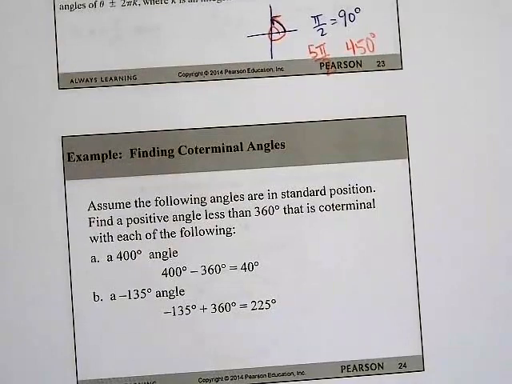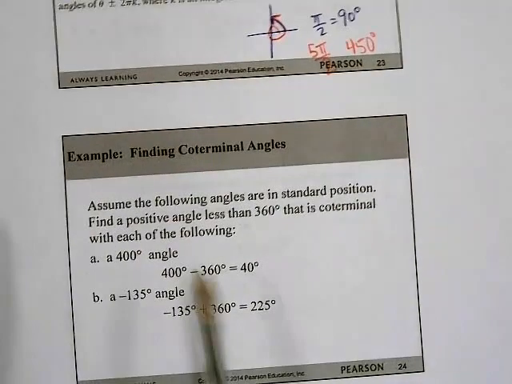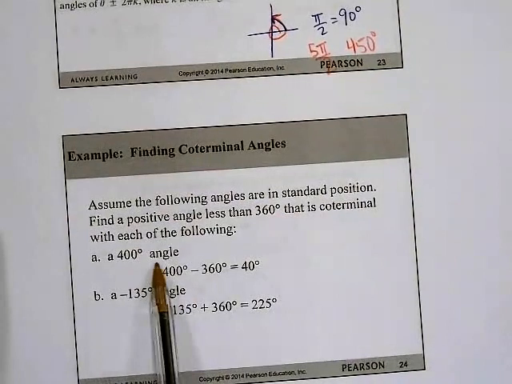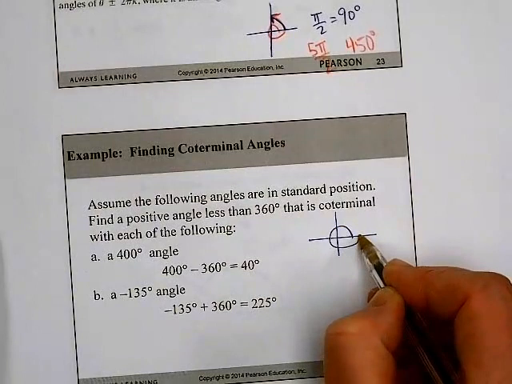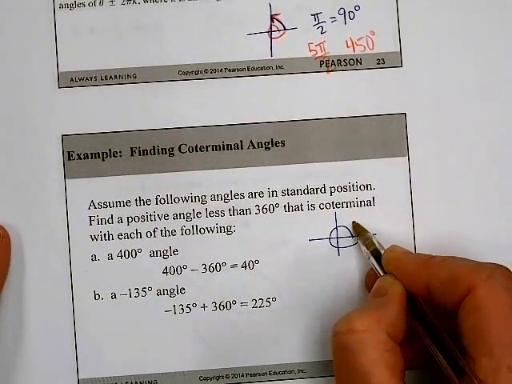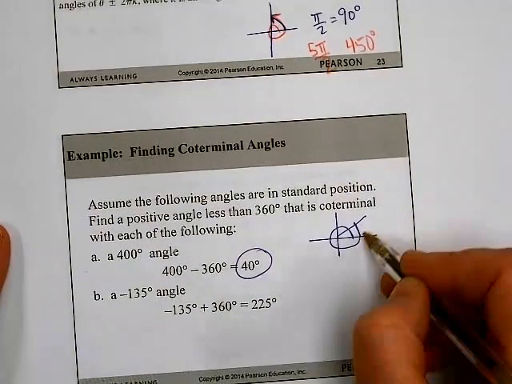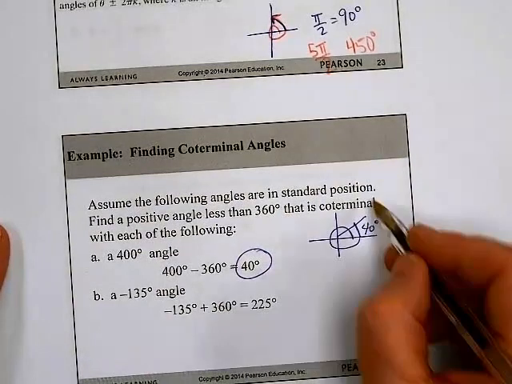Assume the following angles are in standard position. Find a positive angle less than 360 that's coterminal. Okay, 400 degrees. You're going to go 360. Now, how many more do you need to go? 40. So your coterminal angle is 40 degrees.